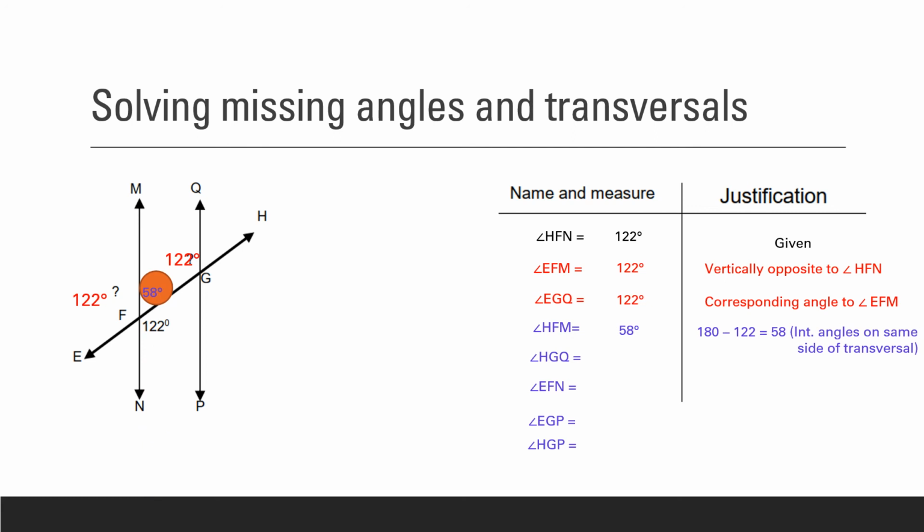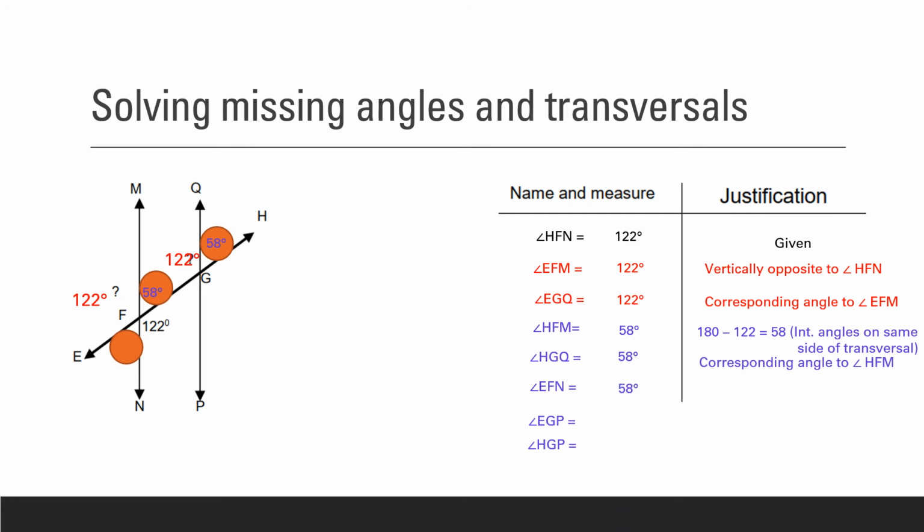The next one I'm going to work on is HGQ, which is this one right here. And again, there's different justifications you can use. I know that it has to be 58 degrees either way, and the reason that I'm giving is that it's corresponding to HFM. So now that we just found out that HFM is 58 degrees, I can see that it's in the same position on that side of the transversal, which means that it has to be equal.